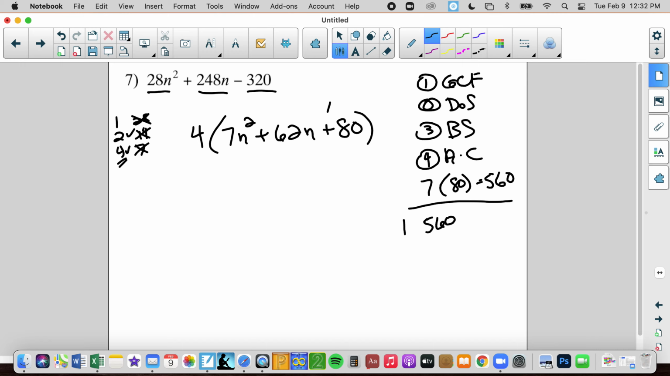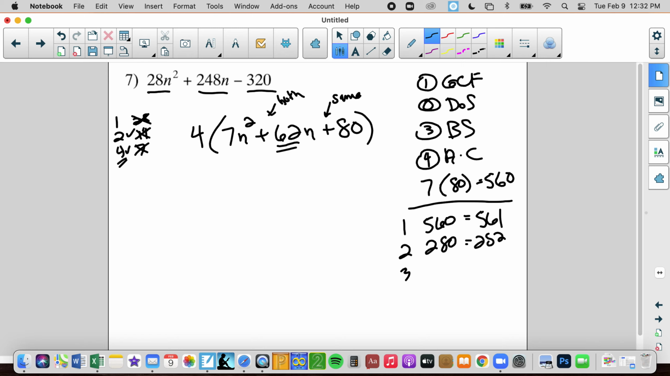We know the signs are the same, and keep this in mind while we're doing this. They're both going to be positive, so we know that we're going to add them. What factors of 560 when added equal 62? Well, we know it's not going to be 1 and 560, because that gives me 561. We know it's not going to be 2, because that's 280. That's 282. So we're looking for 62.